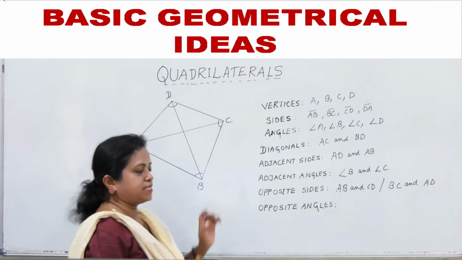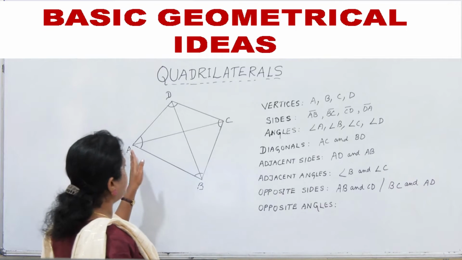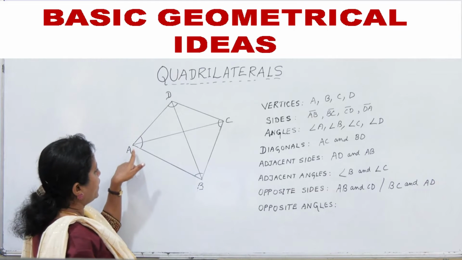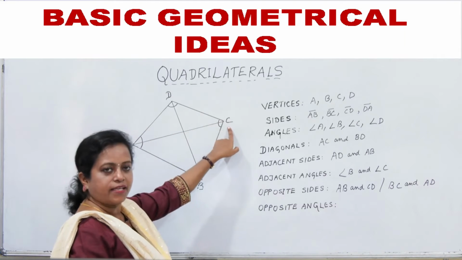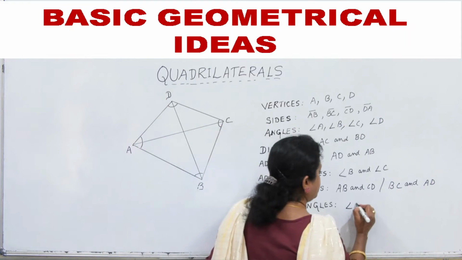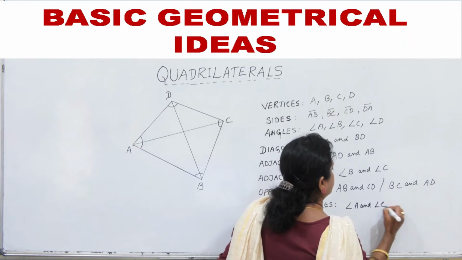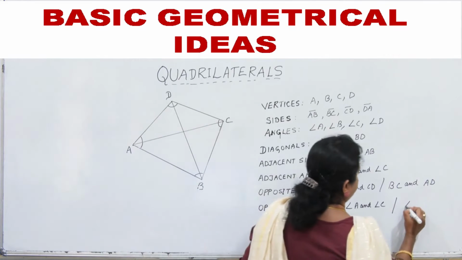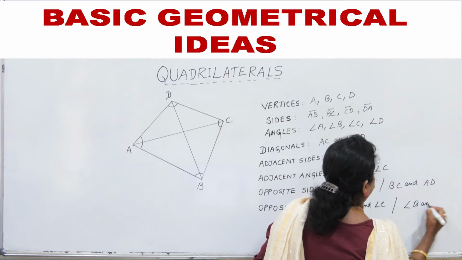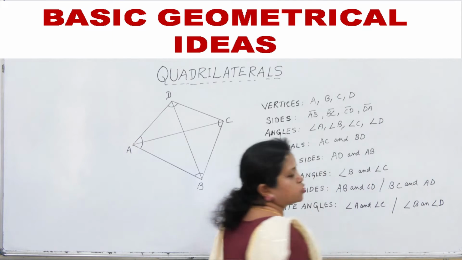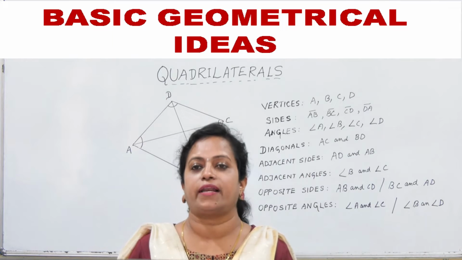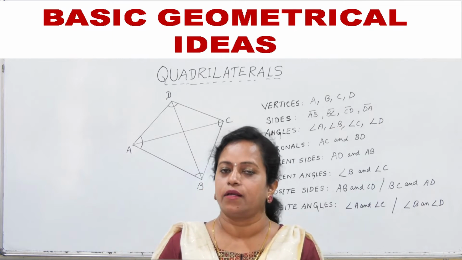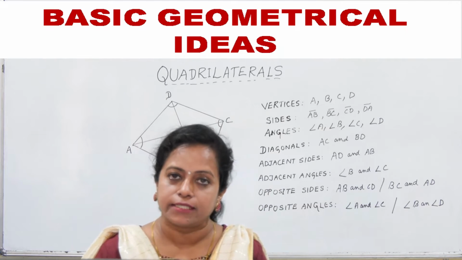Next we learn about opposite angles. You learned about adjacent angles being the angles formed on the corners of the same side. So opposite angles will be like angle A, opposite to which is angle C. So angle A and angle C. And another pair can be angle B and angle D. So this is about the different parts of a quadrilateral you have to be clear with when you solve the problems relating to quadrilaterals. So let us revise what we have learned till now.